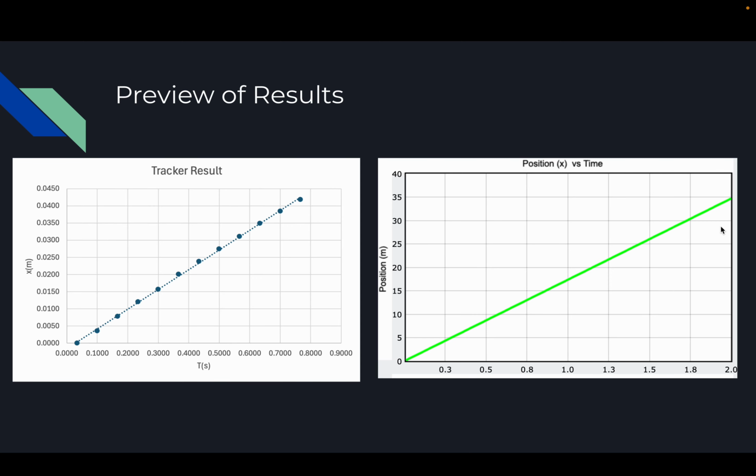Here is a preview of the two position versus time graphs I obtained after completing the steps of the lab. The first graph is the position versus time graph obtained from the Tracker software, while the second graph is obtained through the CloseScript program.